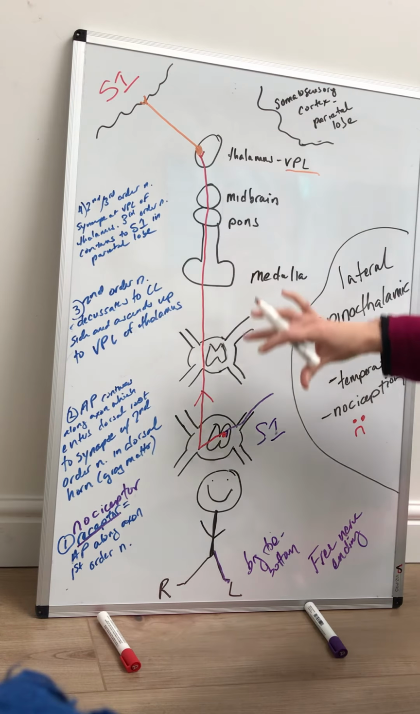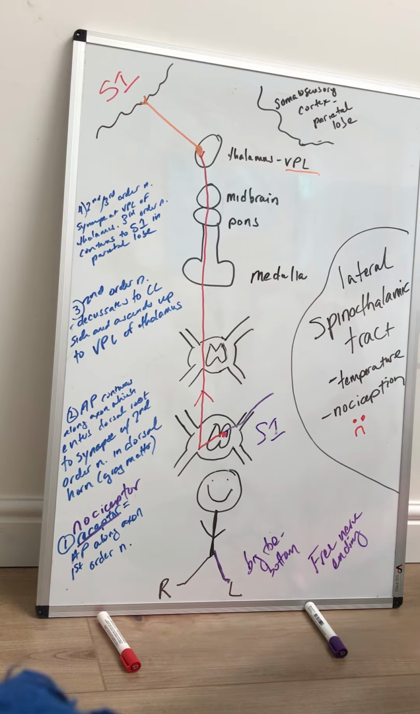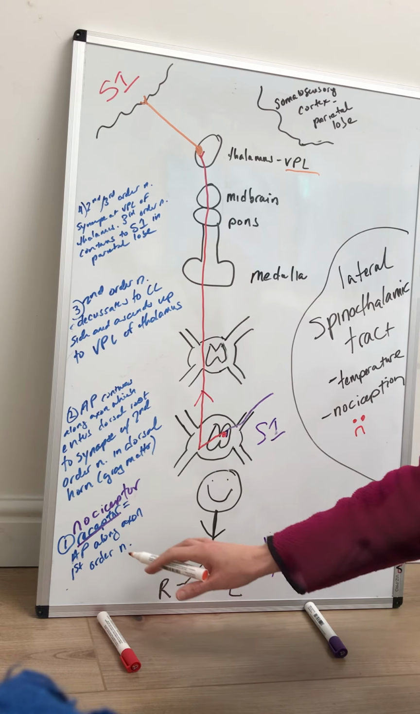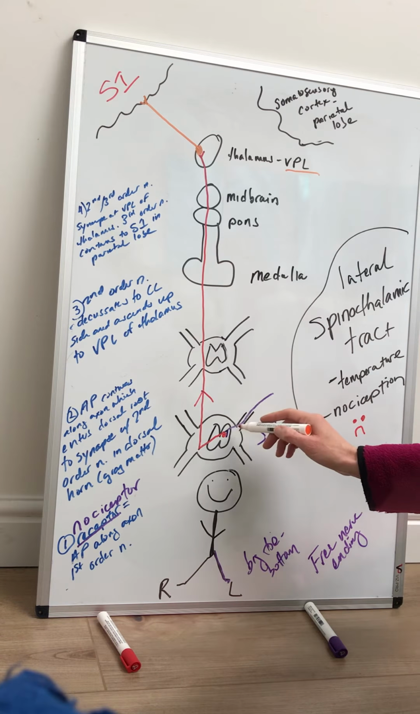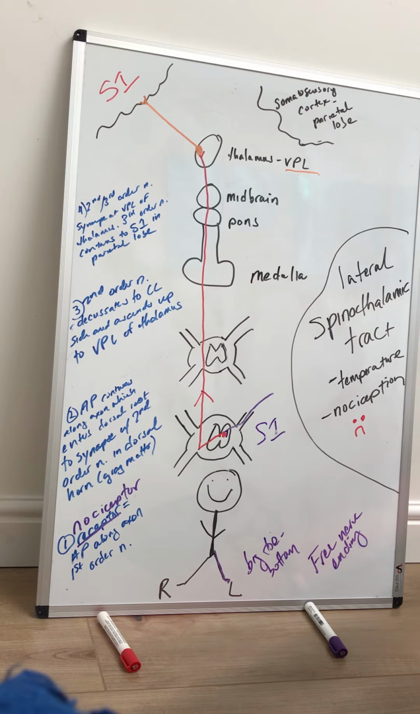So all the structures are the same. You've got three neurons, that is also the same, but what is different is that instead of being a sensory receptor, this is a nociceptor, and you've got your decussation point in the spine at the level of entry.